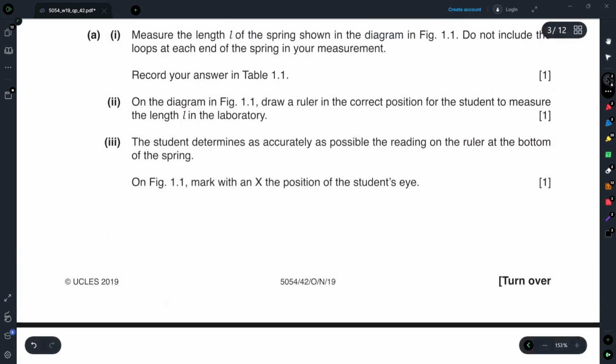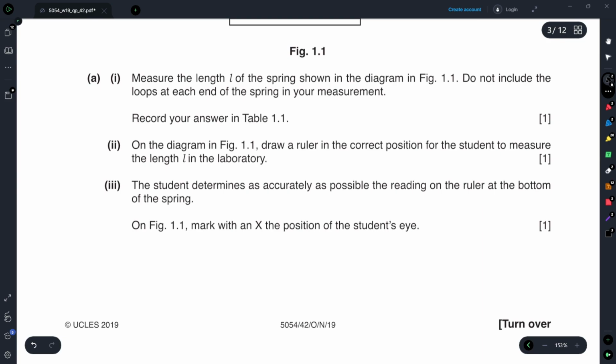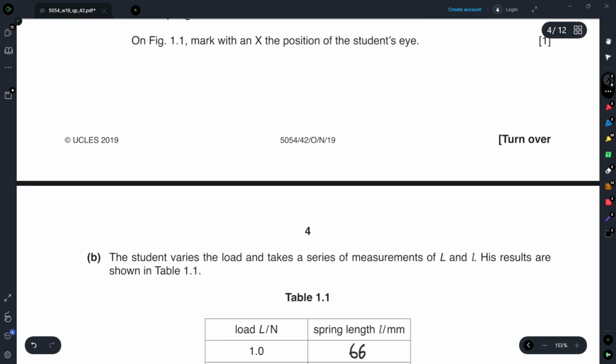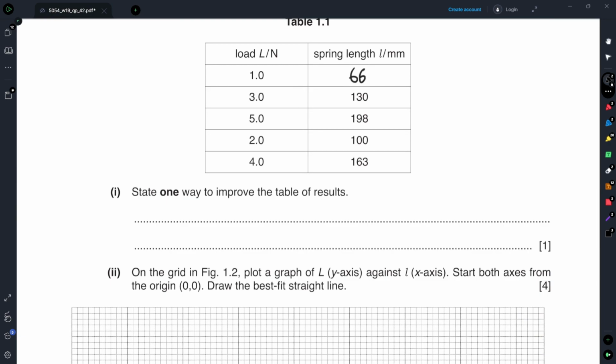So we did that. So 1, 2, and 3 done. So length आ गई. Correct position of the ruler, we did that as well. And we also did the marking of the eye. Next, आपको ग्राफ बनाना है. State one way to improve the results. तो 1 के बाद 3, 5 आगे.